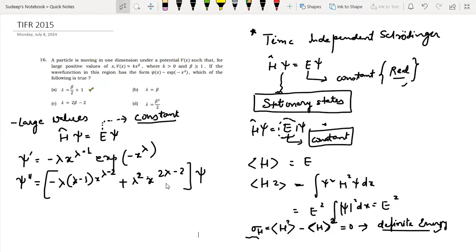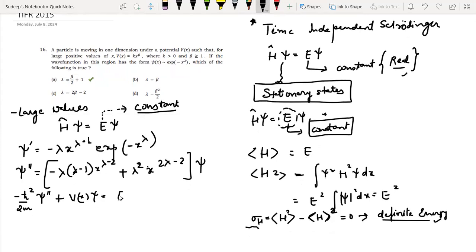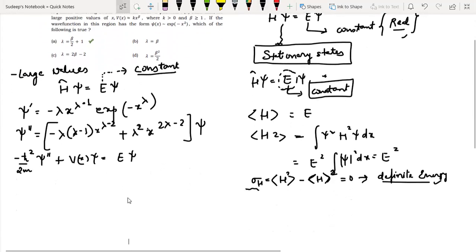So I have taken the second derivative, and now I'll use it here. It will be minus h bar squared upon twice m psi double dash plus V(x) psi is equal to E psi. And I know already that my psi double dash is in terms of psi only.